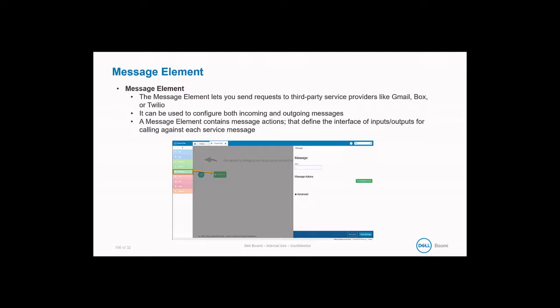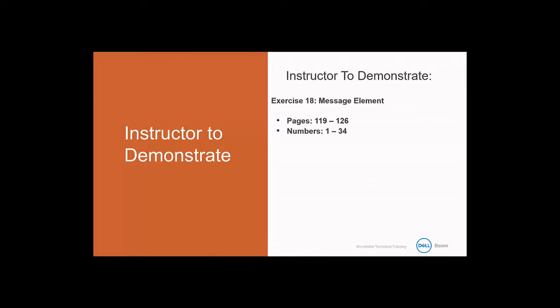service message. Before a service can be used in a message action, it needs to be added to the tenant and imported to the flow. That's what we just did with our Gmail service in the previous exercises. So now here for exercise 18, we're going to add a message element to our flow. This is going to allow us to increase the capabilities of our Salesforce Lead Manager app and make it capable of sending an email to a lead that we enter in our Salesforce account.